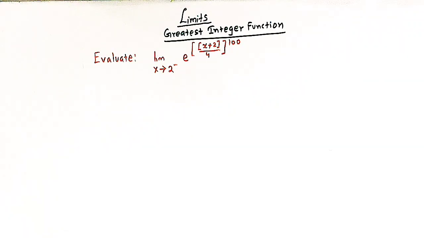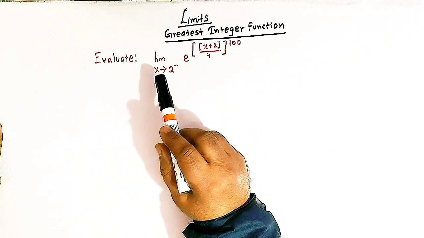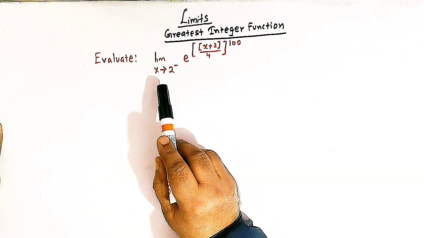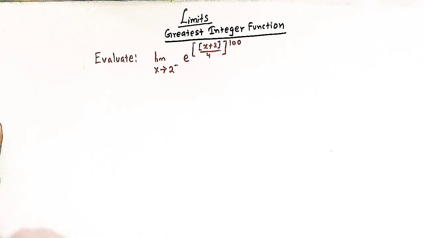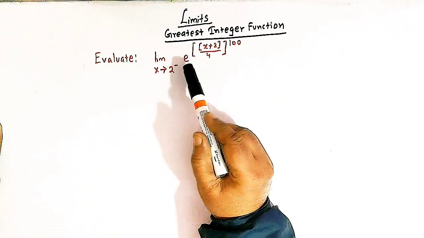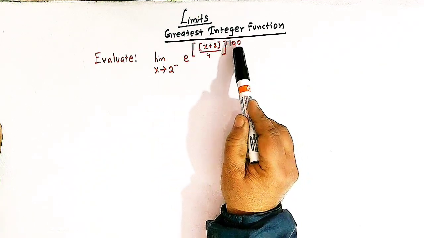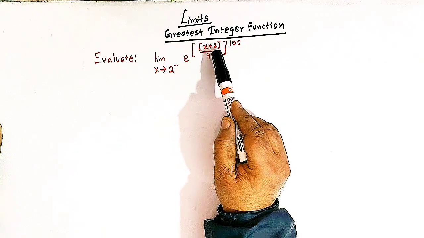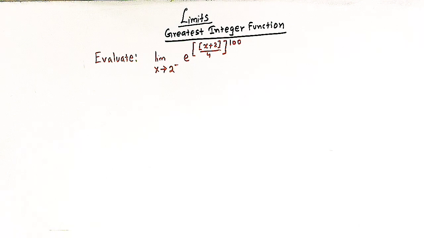Hello viewers, in today's session we are going to discuss yet another important and very conceptual problem from limits involving the greatest integer function, right? So here we have to evaluate this limit, that is limit x tends to 2 minus. Here the negative sign shows that we have to find the left hand limit of this function, which is e raised to a hundredth power of greatest integer of x plus 2 divided by 4, right?